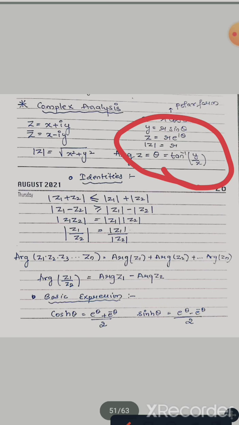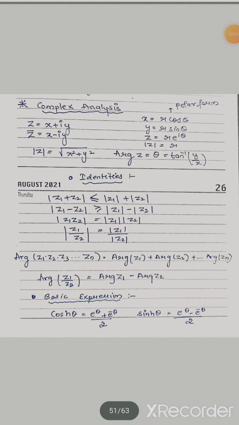Now in complex analysis, let's learn more about the types of identities. In that, the modulus of z1 plus z2 is less than or equal to modulus of z1 plus modulus of z2, for z1 minus z2 it is greater than or equal to modulus of z1 minus modulus of z2, and for z1 into z2 it is equal to mod z1 into mod z2. z1 by z2 is mod z1 by mod z2. Okay, these are a few of the identities that you should be aware of.